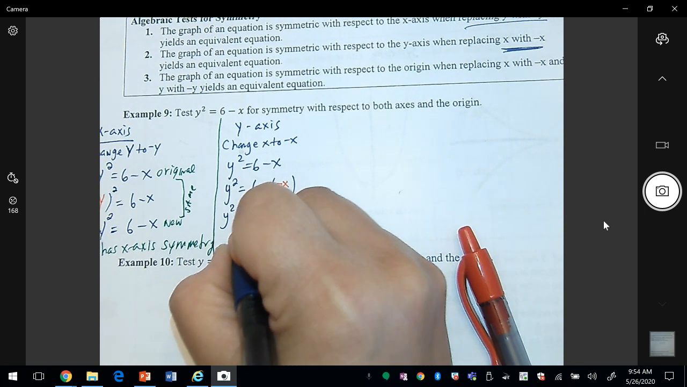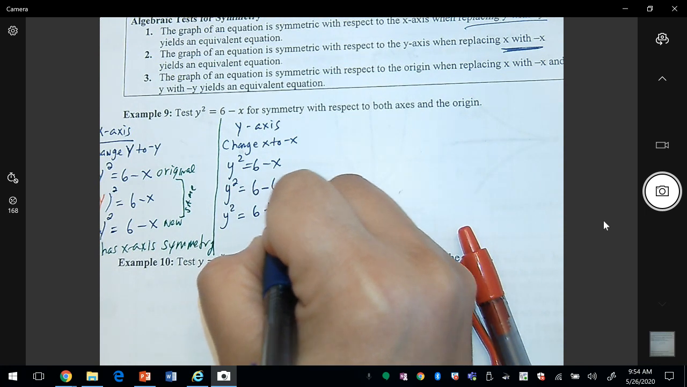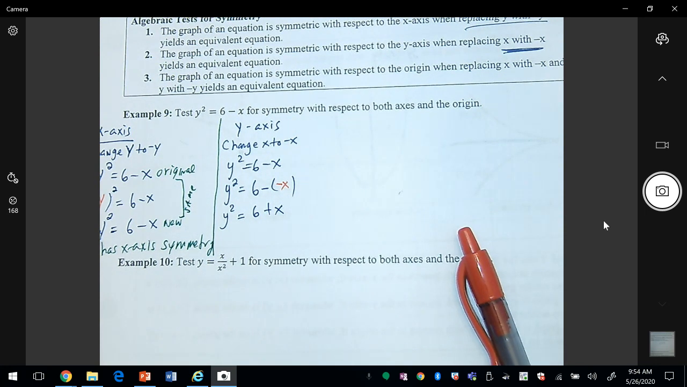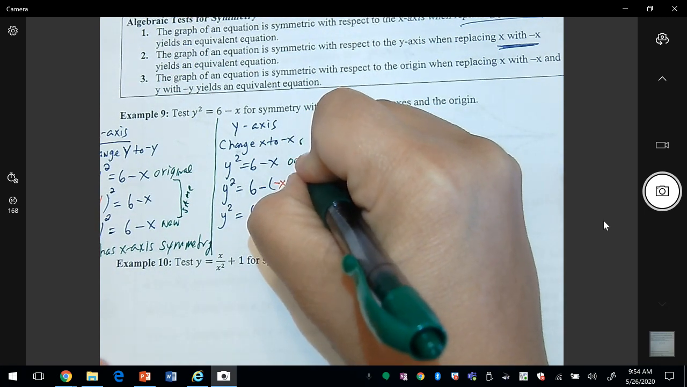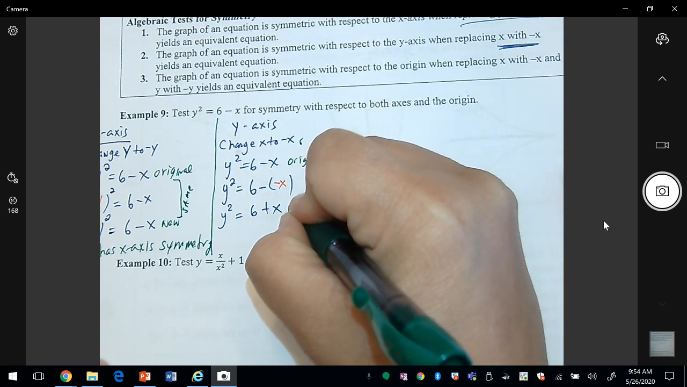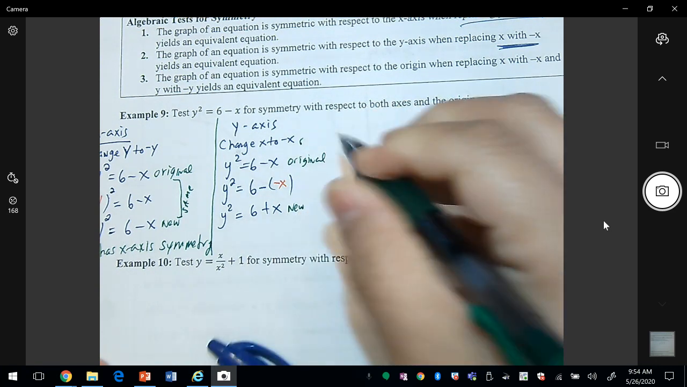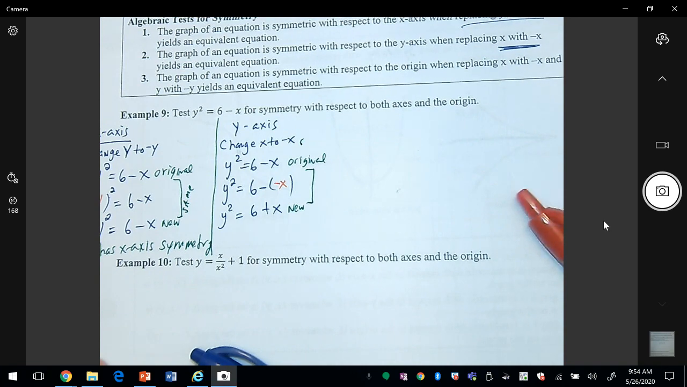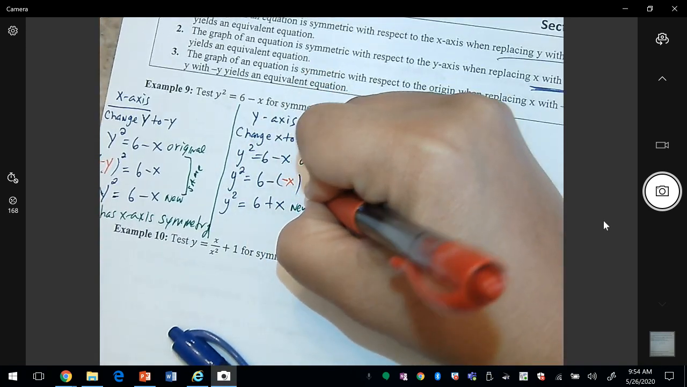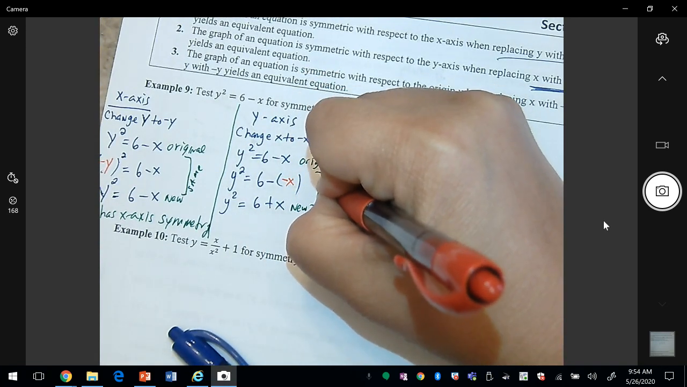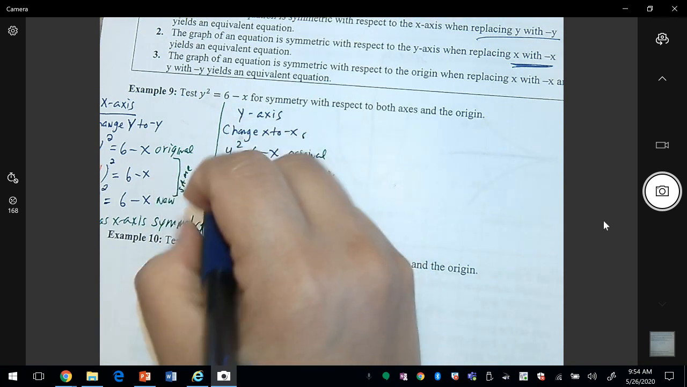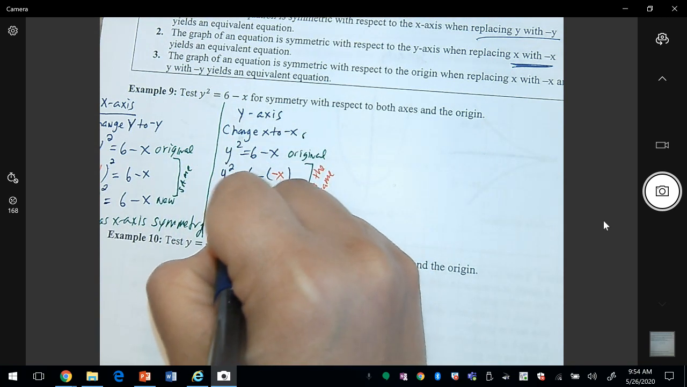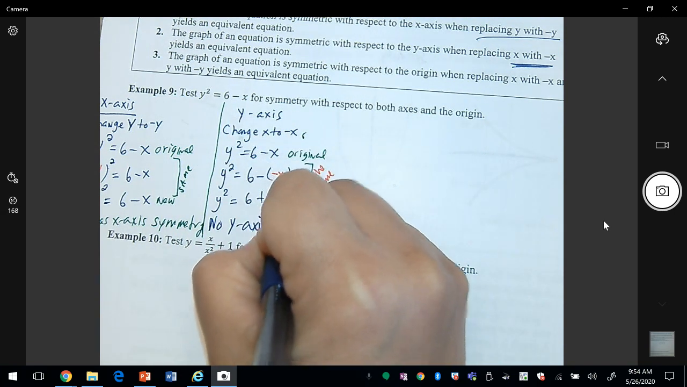So if we simplify, we get y squared is equal to 6 plus x. And so notice here that this is the original. This is a new equation after you simplify. And these are not the same. Not the same. Since they're not the same, then we say that there's no y-axis symmetry.